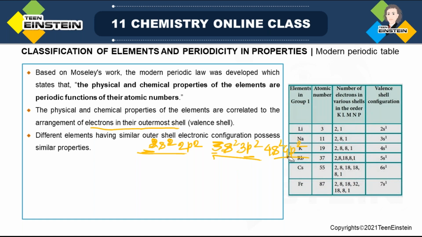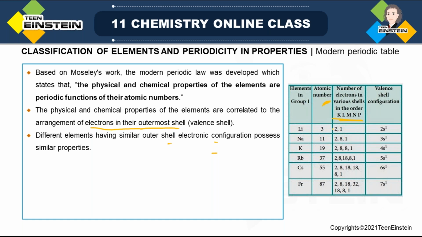Now, if you look at this table, right hand side, suppose you take elements in group 1 in the modern periodic table. These are the elements present, which are basically known as alkali metals. In the next column, you can find their atomic numbers: 3, 11, 19, 37, 55, 87. Then the number of electrons in different shells, capital K, L, M, N, and P. You know what K, L, M, N, P are? That has already been discussed.